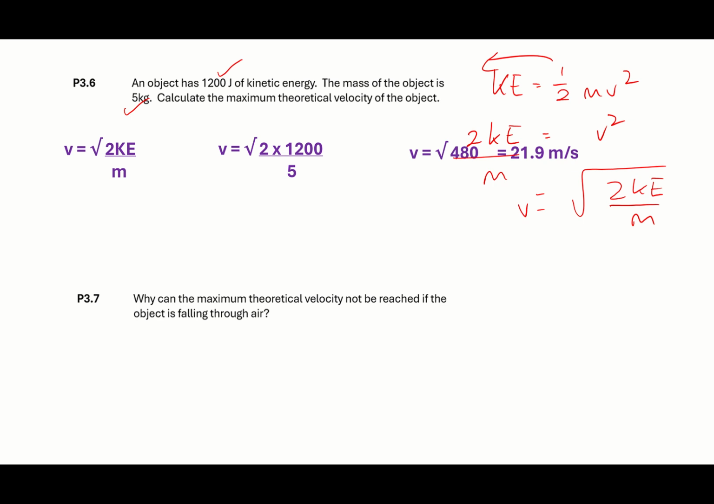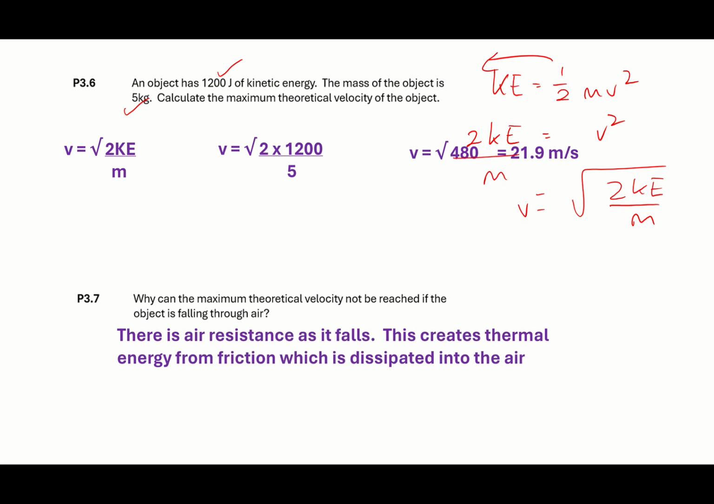Next one, why can the maximum theoretical velocity not be reached if it's falling through air? Well, the crucial part is we're going to have air resistance, we're going to have friction, and that's going to transfer some of the kinetic energy into heat. So there is air resistance as it falls. This creates thermal energy from friction, and this is dissipated into the air. So you can see that's coming up quite a few times. And that's the energy bit done.